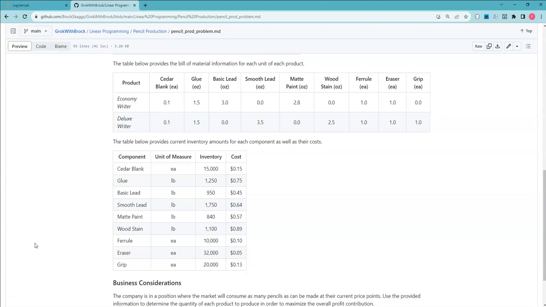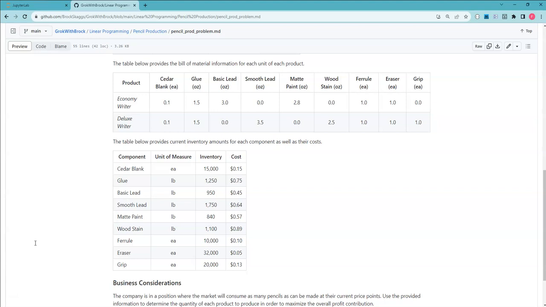Then we've got glue that'll hold the lead into the cedar blanks. Then we've got different types of finishes depending on whether it's an Economy Rider or a Deluxe Rider. The ferrule is just that metal piece that's going to hold the eraser, and then we've also got this grip accessory that goes on to the Deluxe Rider only.